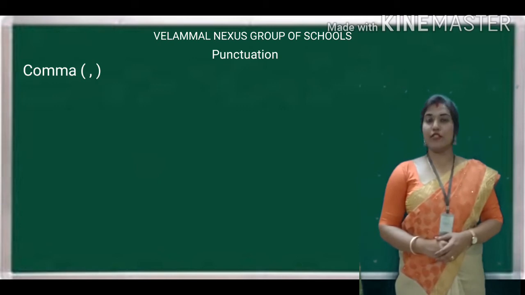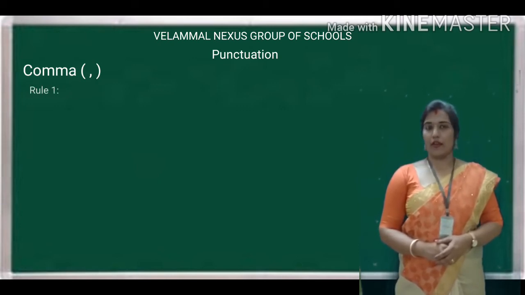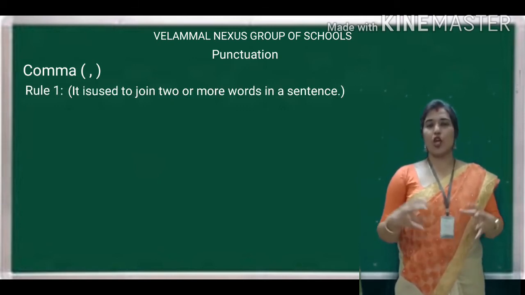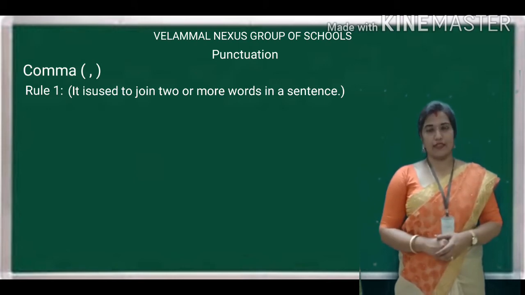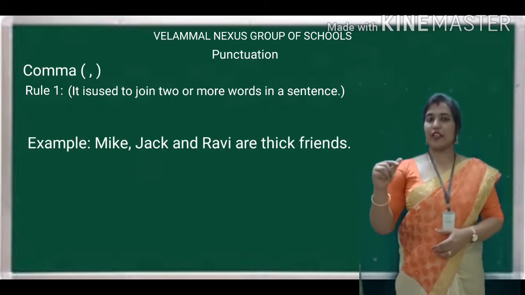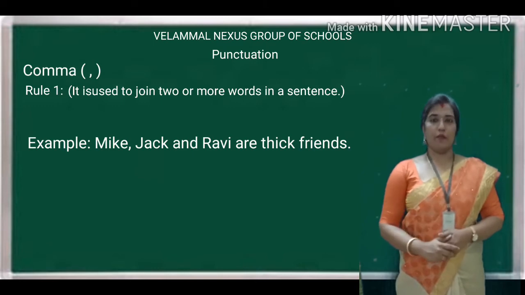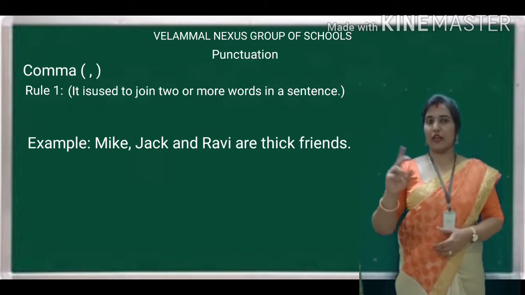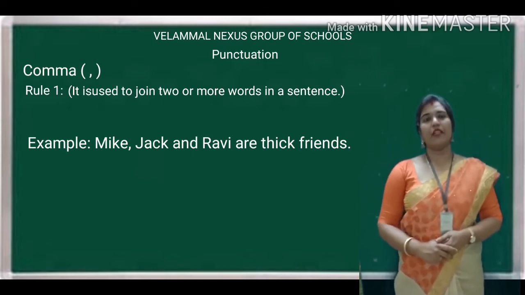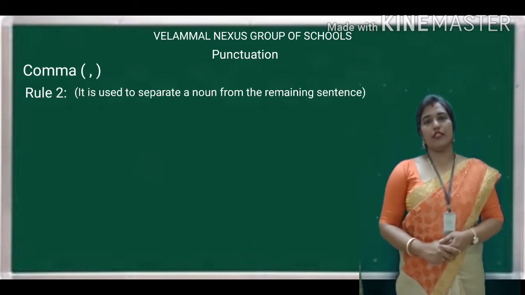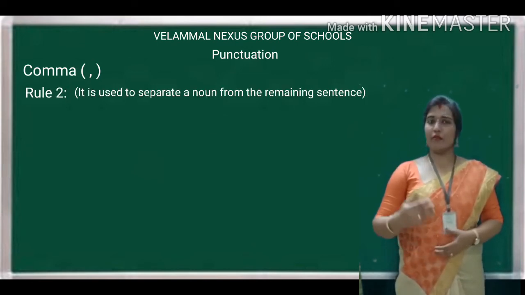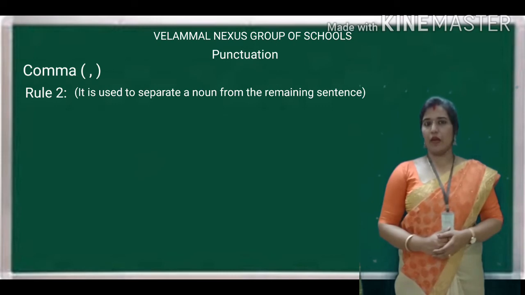So we need to follow certain rules. Rule number 1. A comma is used to join two or more words in the sentence, as Mike, comma, Jack and Ravi are big friends. Okay, children. So Mike, comma, Jack and Ravi are big friends. Rule number 2. A comma is used to separate a noun from the remaining sentence.